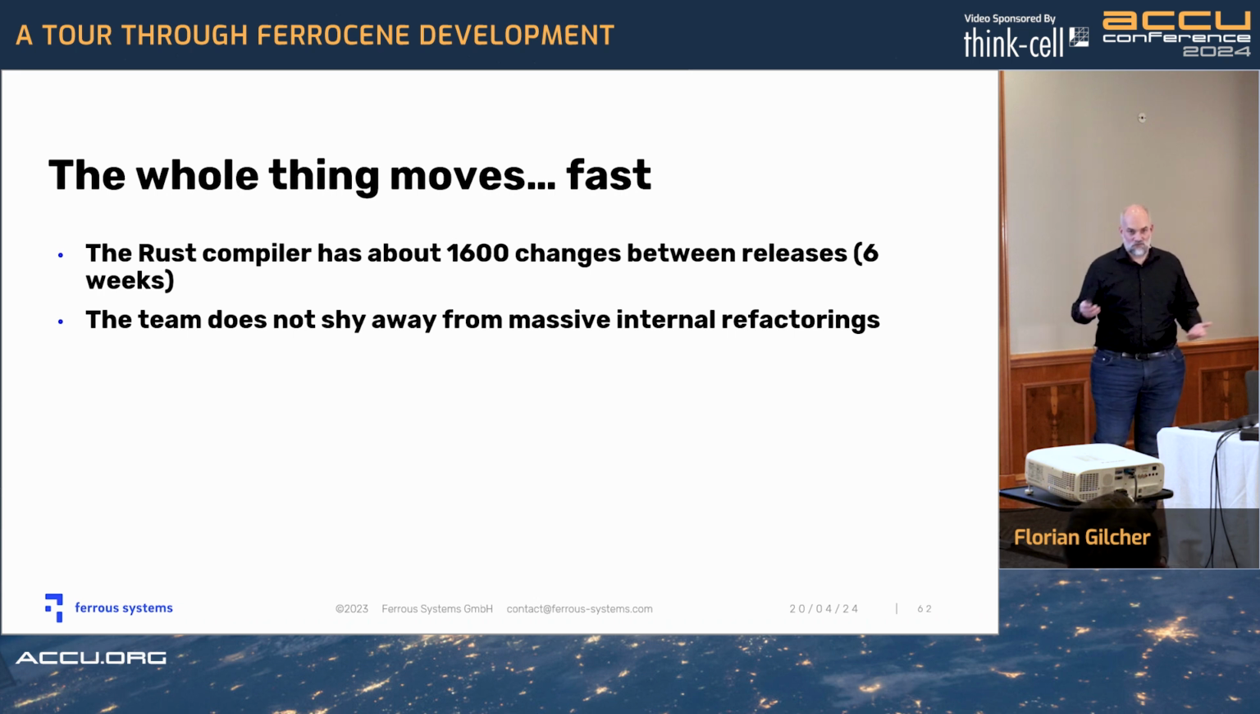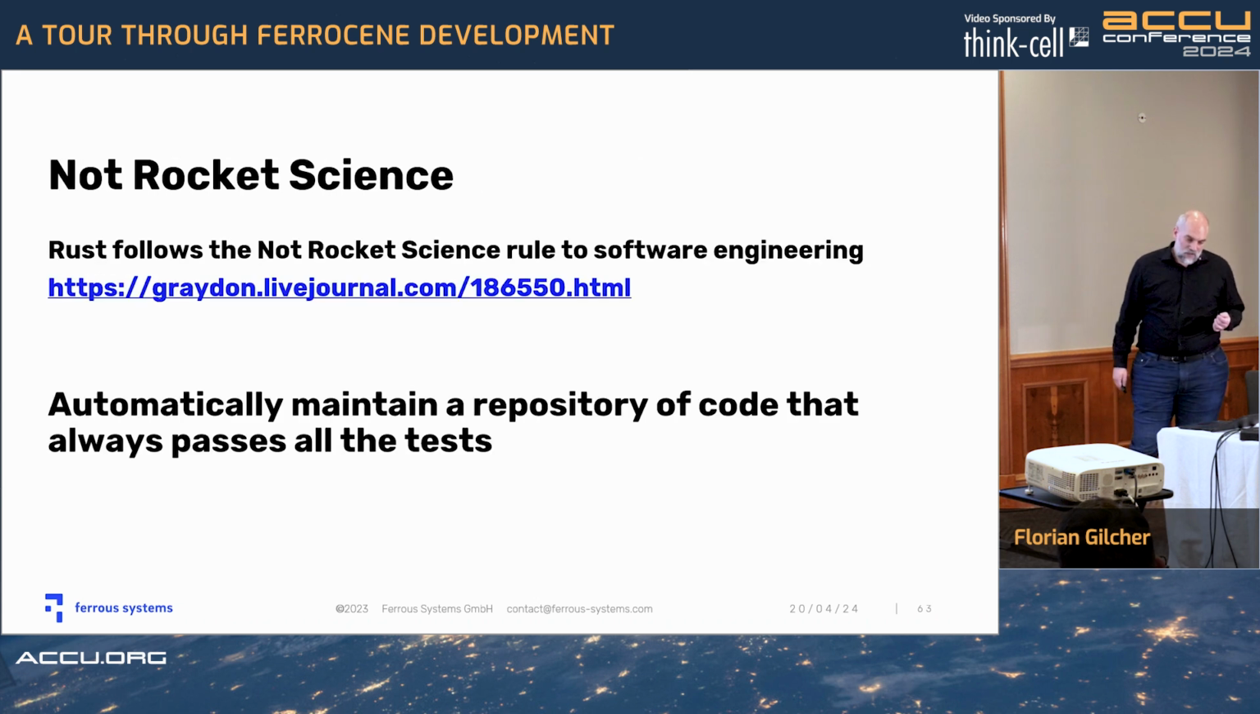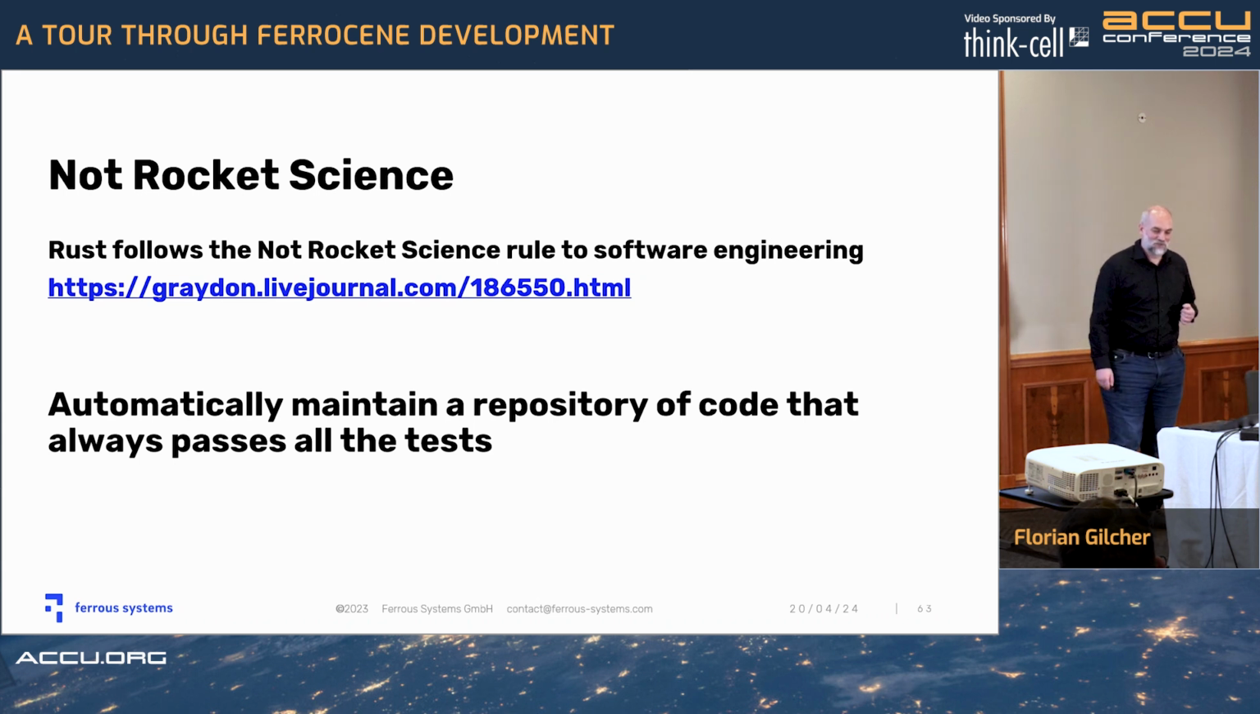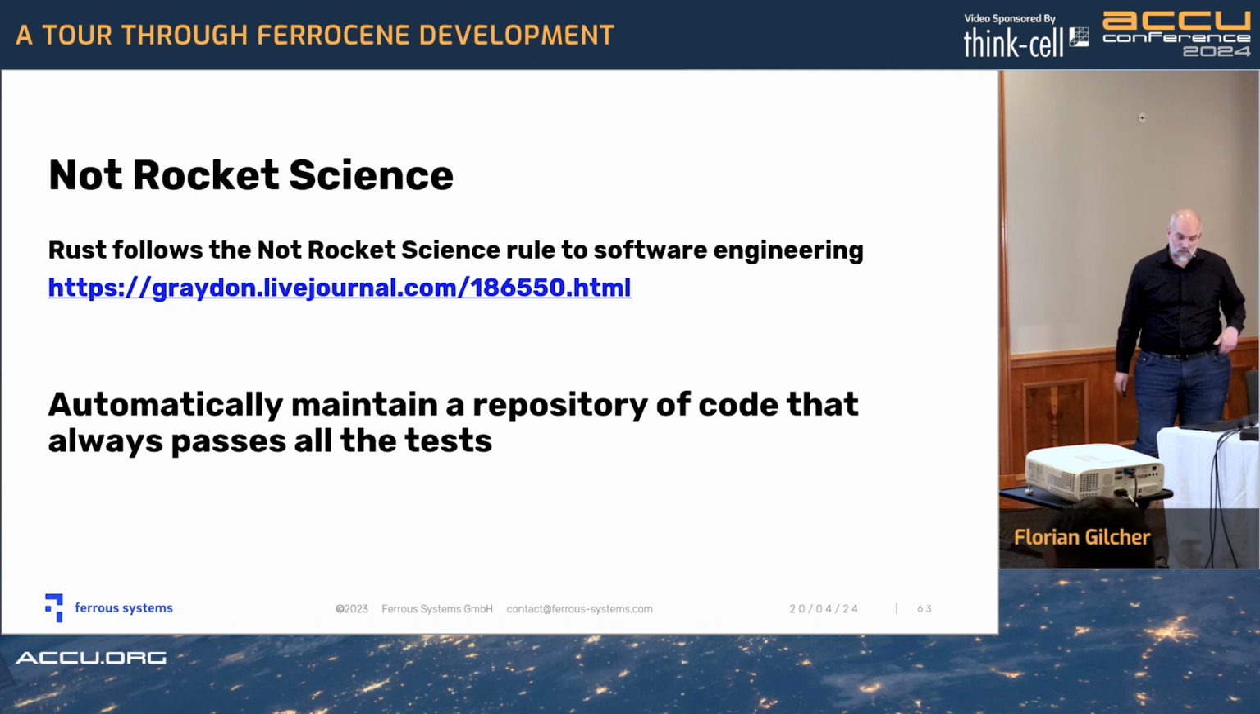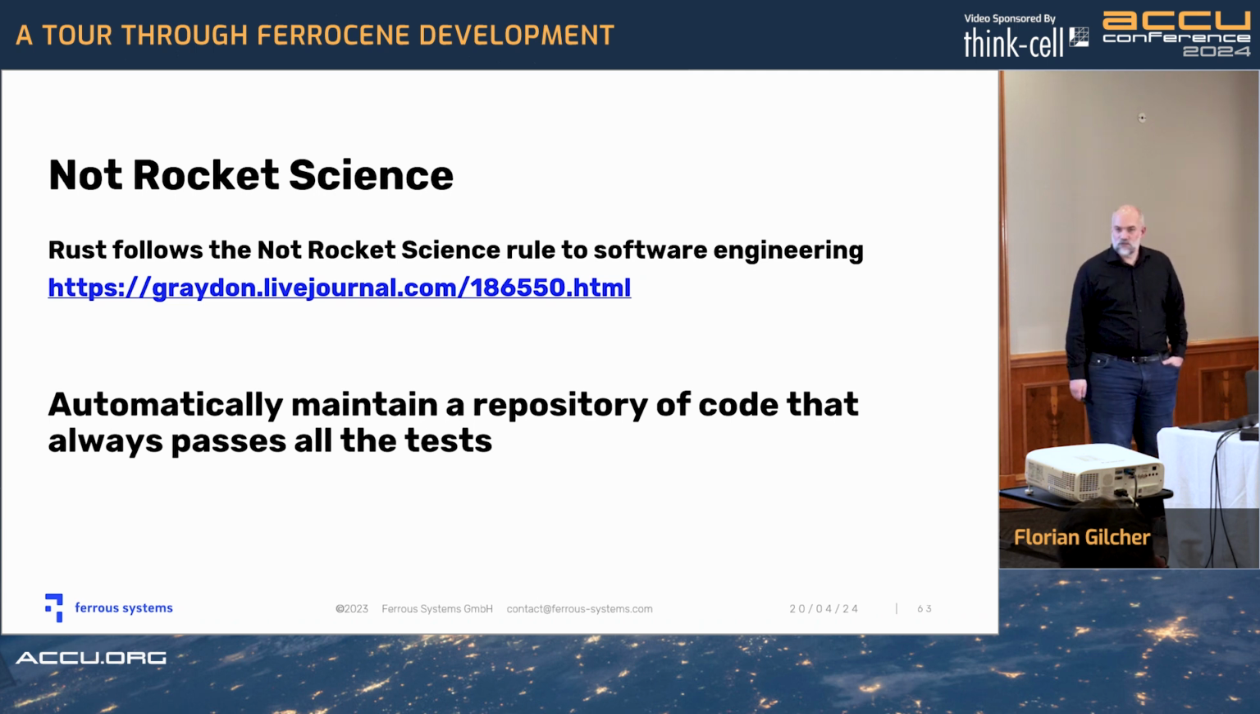This also comes out of an engineering culture that's very used to managing large code bases. But the important part here is it has a number of ways on how to deal with this. The most important one is the not rocket science rule of software engineering, which Graydon Hoare, who invented the language, described more than a decade ago. And the rule is simple: automatically maintain a repository of code that always passes all tests.